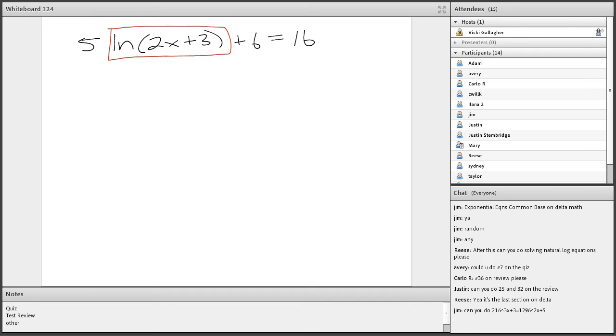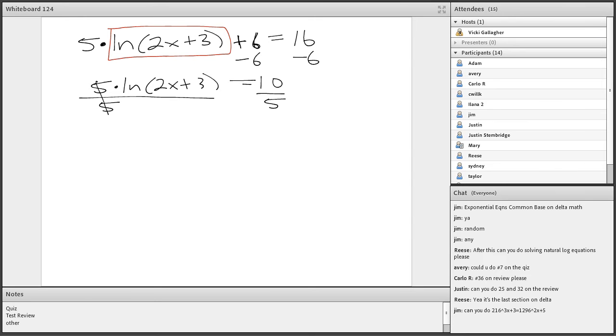And so the things that I need to get rid of are the 5 that's being multiplied, and the 6 that's being added. And when you have a choice, you're always going to get rid of your adding and subtracting first. So I'm going to start by minusing that 6 to the other side. And then next I'm going to move this 5. I don't have to make it an exponent, since there's only one log, I can just divide by 5 and divide by 5, and I can get rid of it that way. So now I have the natural log of 2x plus 3 equals 2.